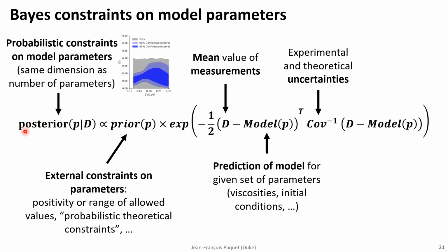And what you end up with is your posterior, which is this probability distribution you're looking for, given basically by e to the minus chi-square over 2. So you have the mean value of your measurement, the uncertainty of your measurement, the prediction of your model, your theoretical uncertainty that also enters here, and you have the so-called prior, which is how you enforce certain conditions on your parameters, such as positivity. You can have causality constraints. And what you do is simply compute this posterior given a model and given a set of measurements.